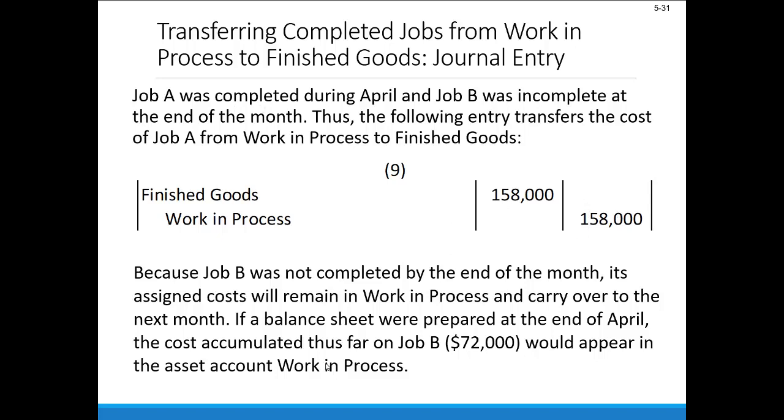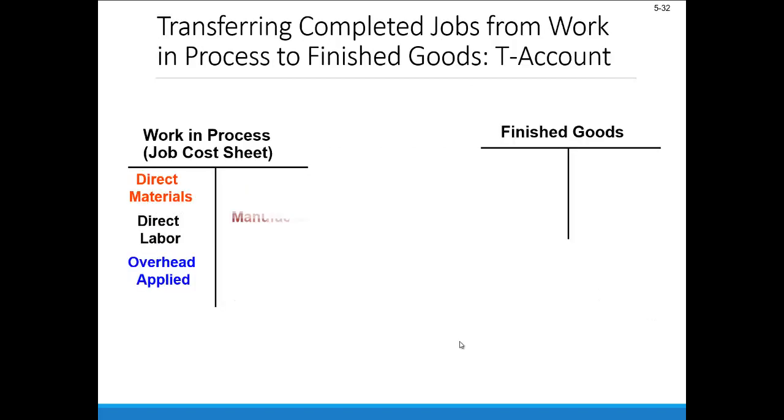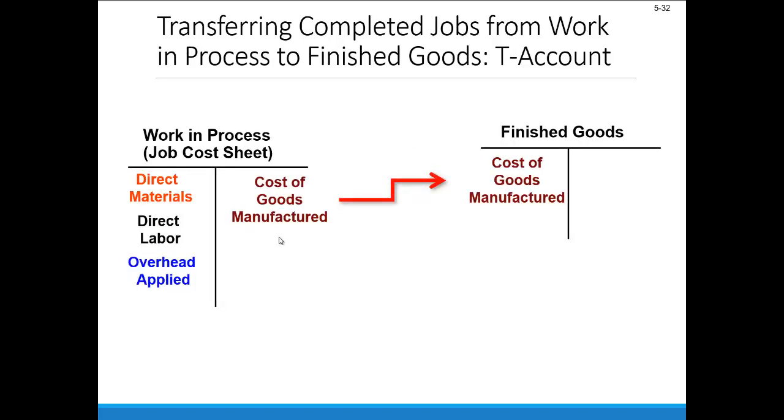Now, because job B was not finished at the end of the month, its costs are still going to be sitting there in work in process. They're going to carry over to the next month. So if we looked at the balance sheet at the end of April, we'd see all the costs associated with job B that was still in process, $72,000, appearing in that work in process inventory account. And again, we'd see that flow of cost of goods manufactured, aka cost of goods finished, in our T accounts. Credit side for work in process, debit side for finished goods.